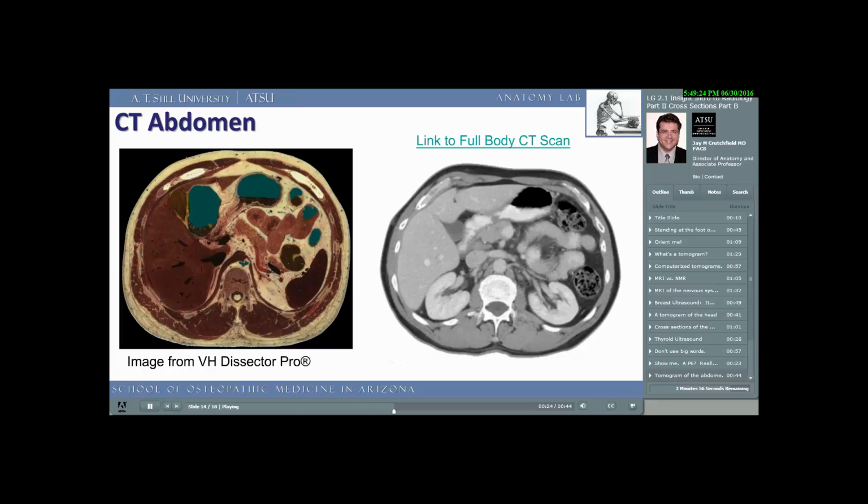Click on the link here to view an entire whole-body CT scan of one of my patients who is suffering from breast cancer. In this case, the CT scan was done to look for any metastatic disease. Metastatic disease means disease that has spread into other areas of the body as a result of a primary tumor.